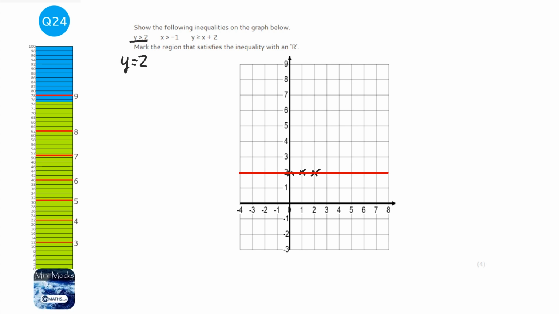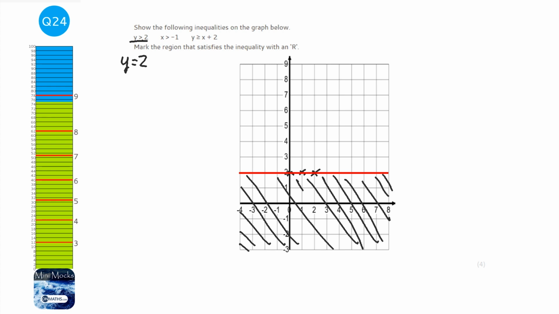Now, the inequality says y is greater than 2. So what I want to do is shade out the region that we're not looking at. So we're going to shade out this bottom region here, because we don't want that. And some teachers say shade in the region you want, but it's a lot easier to see the region you want if you shade out everything else. Otherwise you're looking for overlapping regions. Okay, so that is done. So we can cross that off.